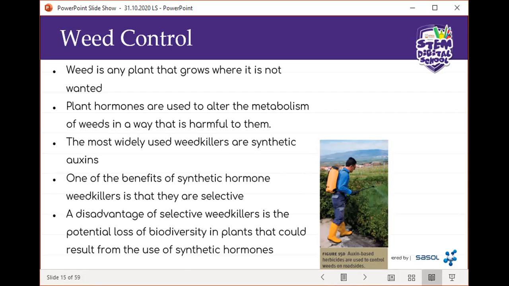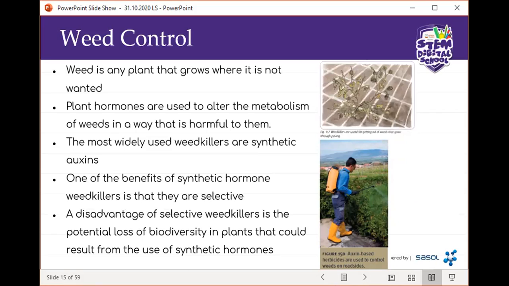Then a disadvantage of a selective weed killer is the potential loss of biodiversity in plants that could result from the use of these synthetic hormones. So we have here weed killers which are useful for getting rid of weeds that grow through paving, as indicated by figure 9.7. Then on figure 150, we have auxin-based herbicides which are used to control weeds on the roadside.